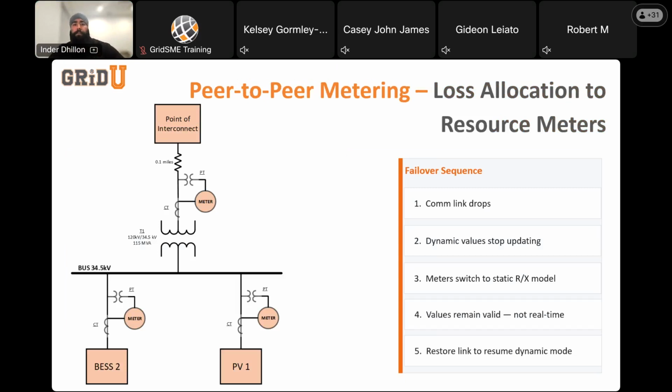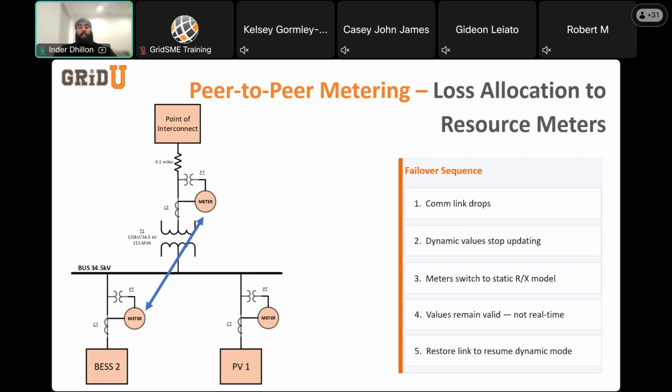So peer-to-peer is more capable than standalone, but it's not without constraints. Peer-to-peer relies on meter-to-meter communication, and there are practical limits to how many meters can participate in the direct communication arrangement before it becomes hard. So as the site grows, more inverters, more batteries, more meters, peer-to-peer hits its ceiling.